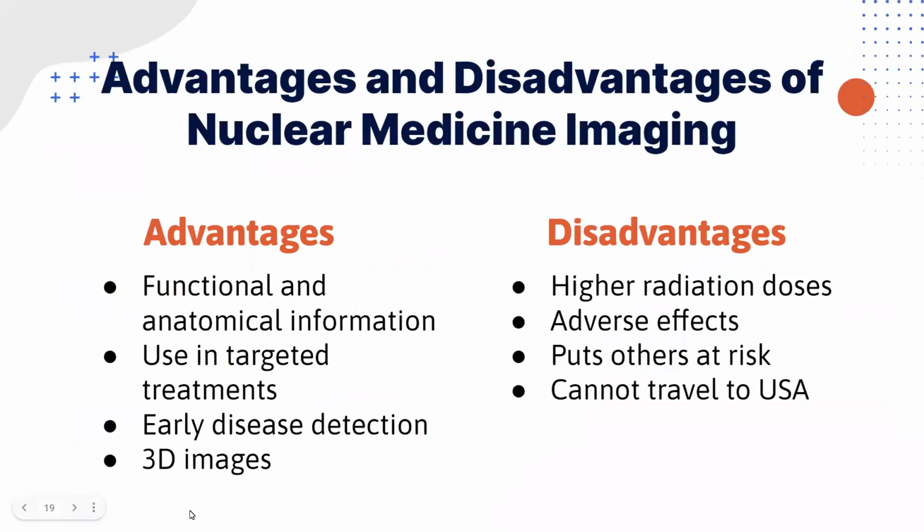The advantages of nuclear medicine imaging include provision of functional as well as anatomical information about tissues, cells, and organs, whereas other common imaging procedures only show the structures. This can be used in targeted treatments to kill or damage cancerous or harmful cells, reduce the size of tumors, or reduce pain. It is also used for early disease detection, and three-dimensional images are useful for surgical planning.